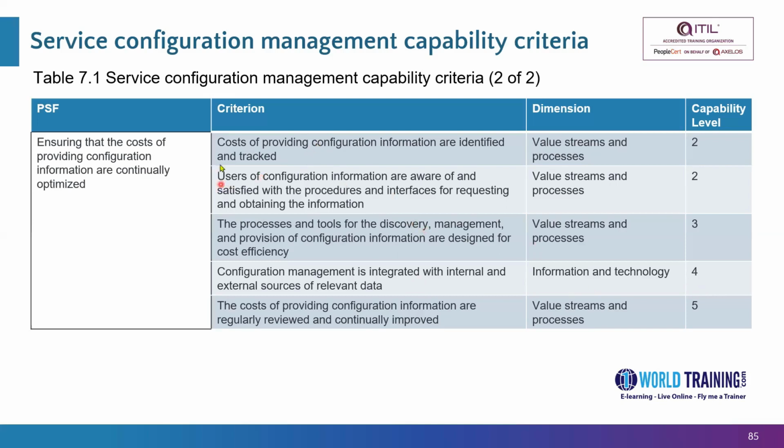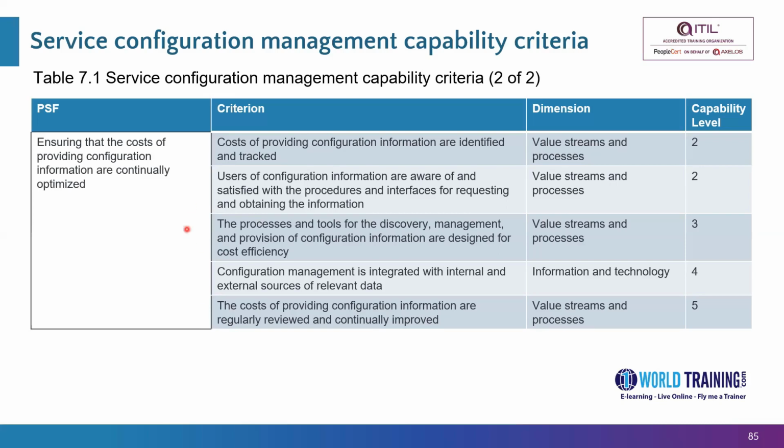The other entries here are related to the cost PSF. The first one here is the cost of providing information: the configuration information is identified and tracked, which is very basic, at level 2 for the value stream and process. Then we have the third one: the processes and tools for the discovery, management, and provision of configuration information are designed for cost efficiency, which is at level 3, value streams and processes dimension. And then the last item at the bottom: the costs of providing configuration information are regularly reviewed and continually improved, which is level 5 because of the improvement there, for the value streams and processes dimension.